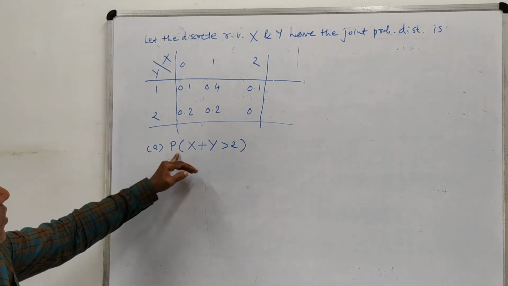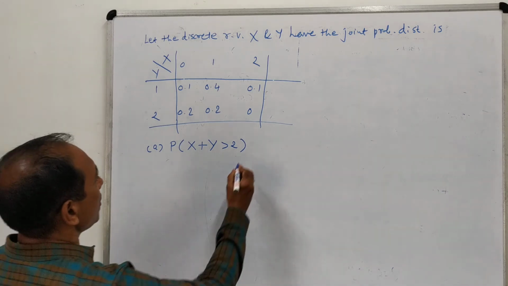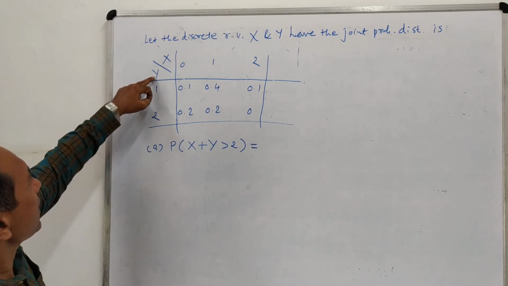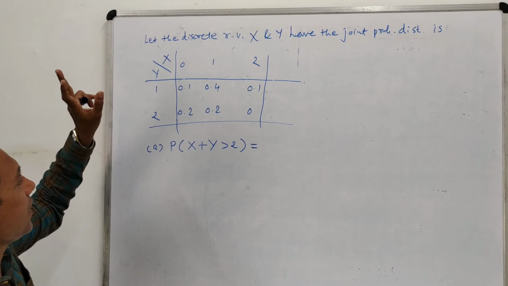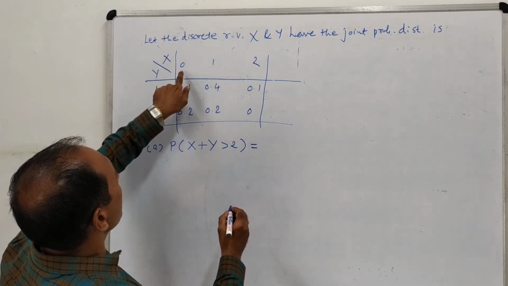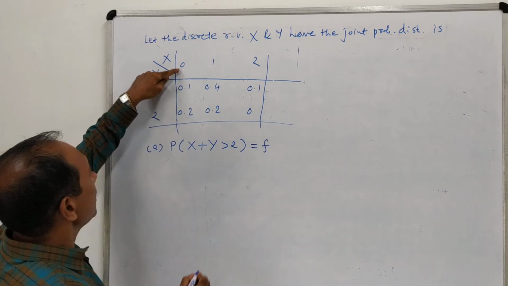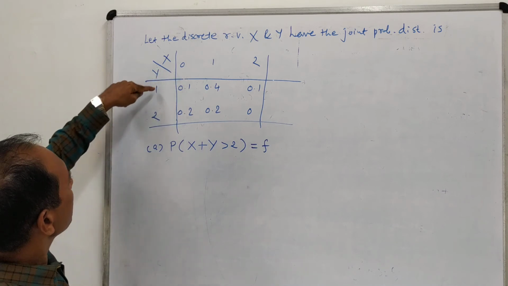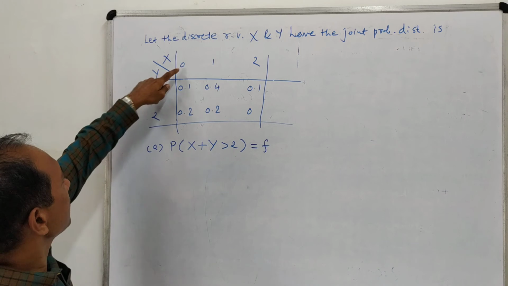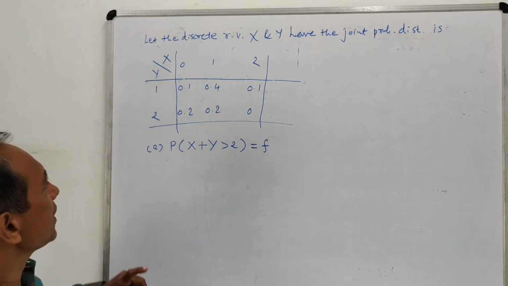Now our question is to find out the probability of capital X plus Y greater than 2. So in the solution process you can write this down as that. That means the summation of capital X and capital Y should be greater than 2. So here we will start from the values of X. Which values should we consider? 0. With 0, if we consider 0 and 1, it is 1. 0 plus 1 is 1. We cannot consider 0 plus 2, it is 2. We cannot take it because it must be greater than 2.